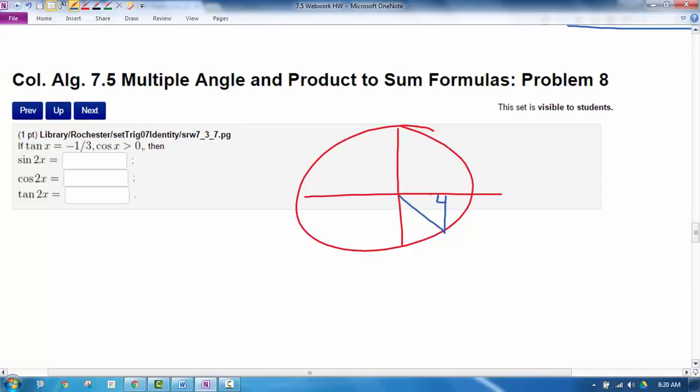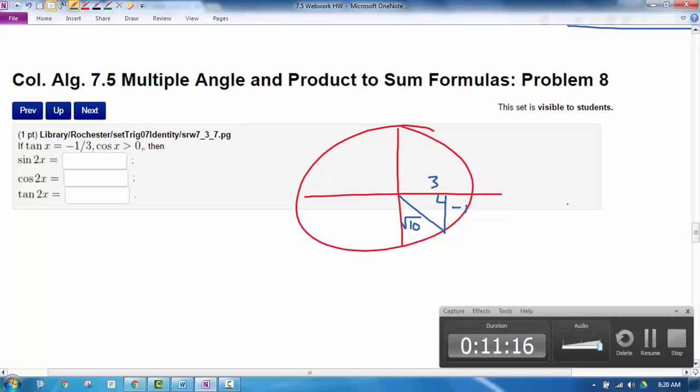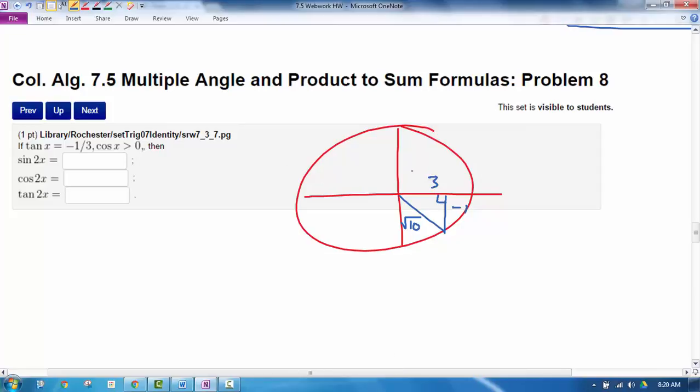Well, the tangent here is opposite over adjacent, so this is negative 1 and this is 3. Pythagorean theorem gives us the hypotenuse, the square root of 10. So now I know technically this is my angle x, but I'm going to call this x right here.